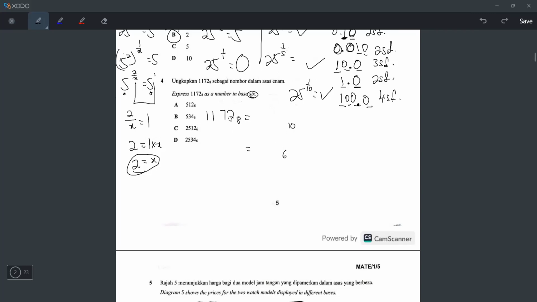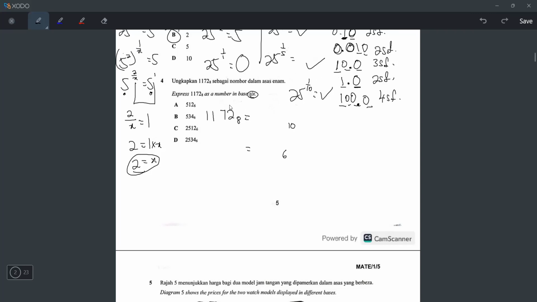But how to convert from a smaller base to base 10? You will multiply and add. Remember that, from a smaller base to base 10, you will multiply and add. But if it's from base 10 to a smaller base, then it's the divide method, right? Okay, so this is the multiply and add method.